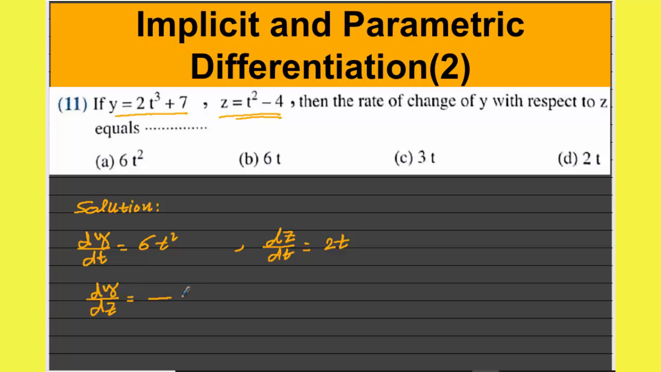which equals dy/dt divided by dz/dt, equals 6t square divided by 2t. So the result equals 6 divided by 2 is 3, and t square divided by t equals t. So the answer is letter C.